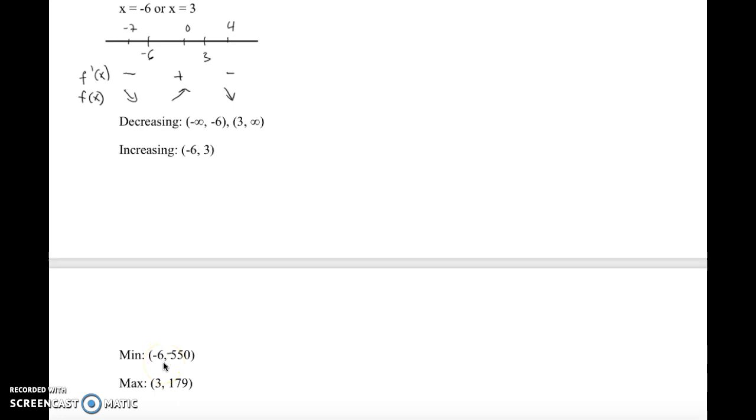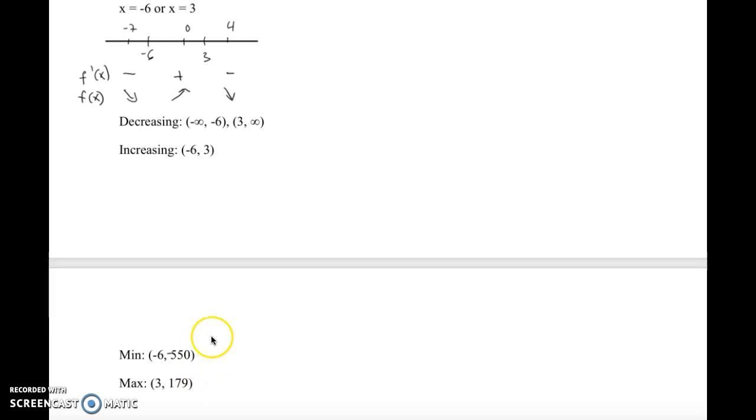So our minimum over here at negative 6 occurs at negative 550. And our maximum at 3 occurs at 179. So once you find those values, you could scale it as necessary on a hand graph, and then of course you would have to adjust your scaling on your graphing calculator when you check it.